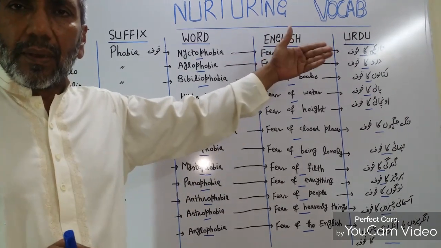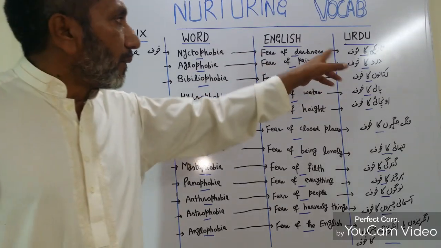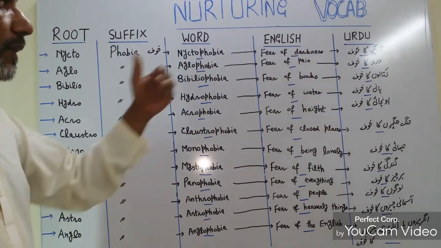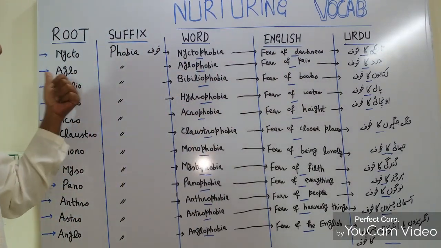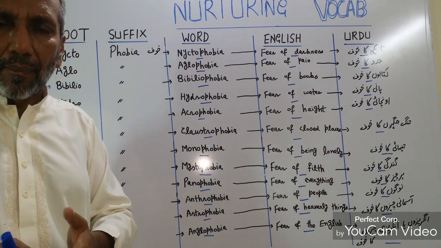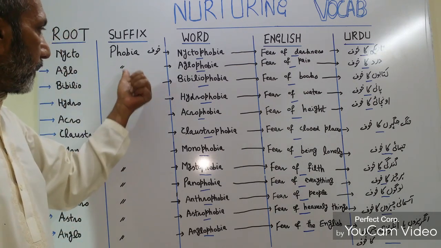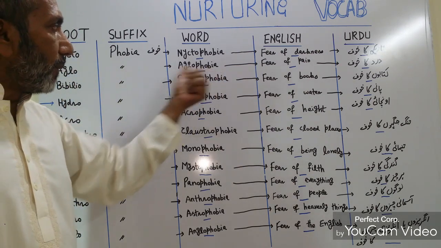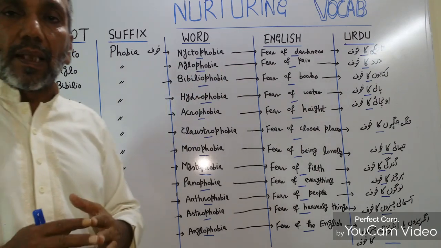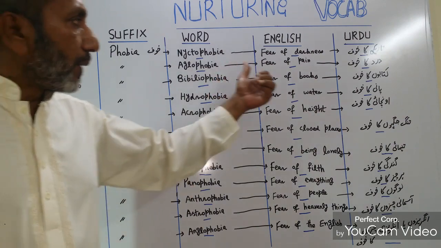Some people have this fear, and different people have different phobias. You might have one of these. So this is tariki ka khauf, or fear of darkness. The next is aglo. Aglo basically means something relating to pain. And phobia means fear. When you combine these two, it becomes aglophobia. So you can guess very easily. Aglophobia means fear of pain.